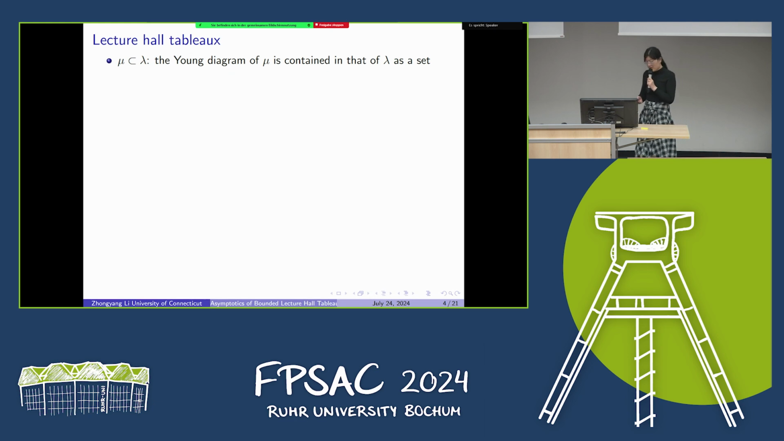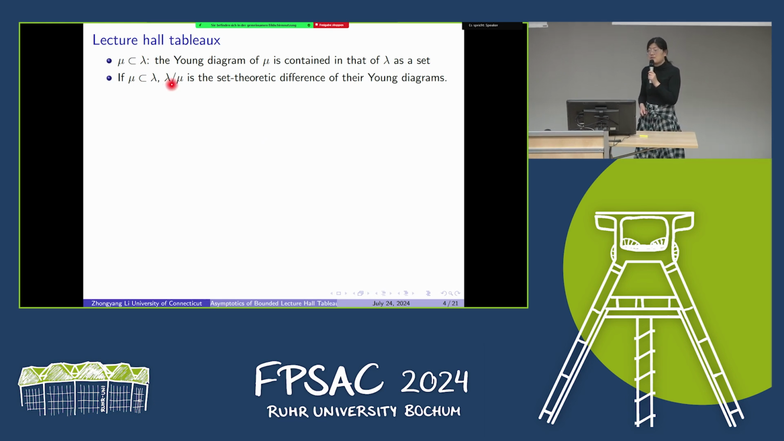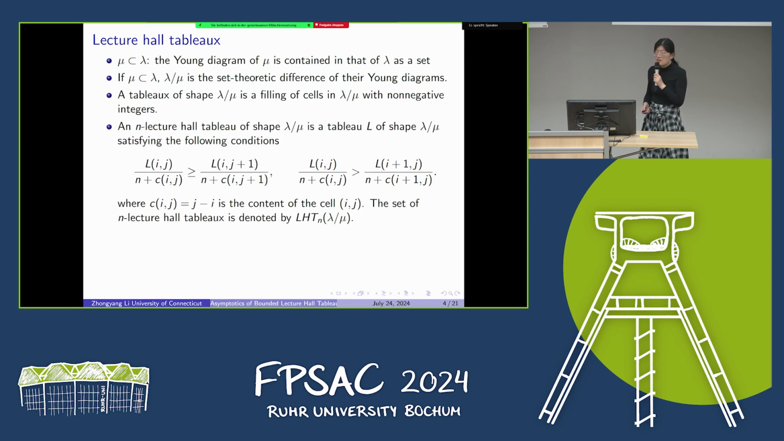If we have two partitions, μ and λ, we write μ is a subset of λ if the Young diagram of μ is a subset of the Young diagram of λ. Assuming μ is a subset of λ, λ minus μ is the set-theoretic difference of their Young diagrams. So a tableau is basically a filling of this skew shape by non-negative integers in each unit square. We know that if the filling is weakly decreasing along each row and strictly decreasing along each column, we basically have a semi-standard Young tableau.